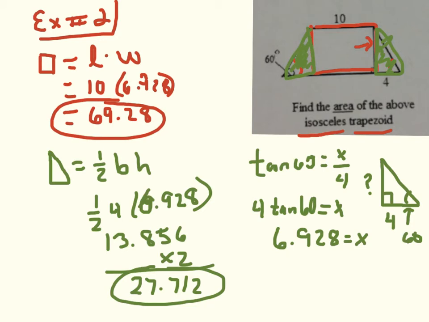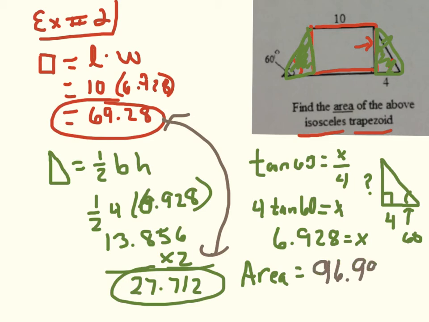So those are the two triangles, and then to get the area of the entire shape, you just add those. So total area will be equal to, let's change this to brown so we can kind of see the final answer, whatever 69.28 plus 27.712 is, and I think that's 96.992. Don't forget your units. There are no units, so I'm just going to put UN for units, and this is square units.